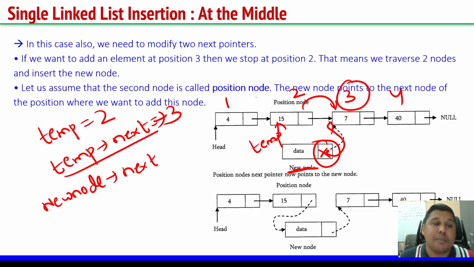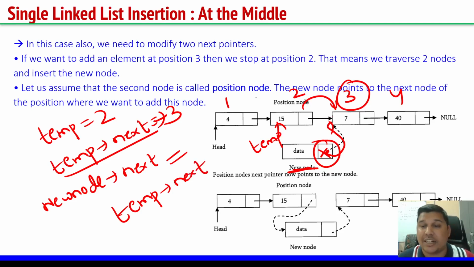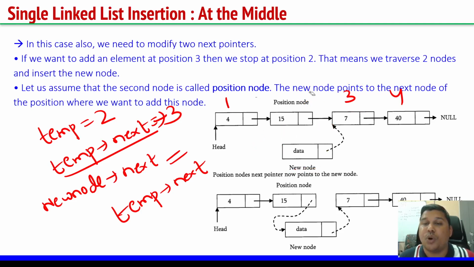Which is 3? Temp next equal to temp next. Okay, first do that step. Because of this, what will happen? A link will be created between the new node and the element at position 3. So position 1, 2, 3, 4. So this link is created now. Then once you create this link, you break this link and bring it to here.